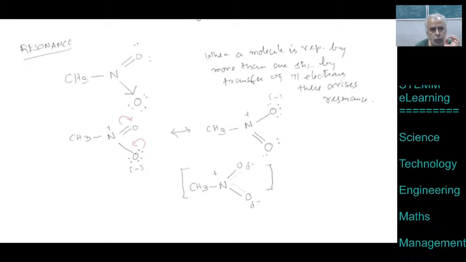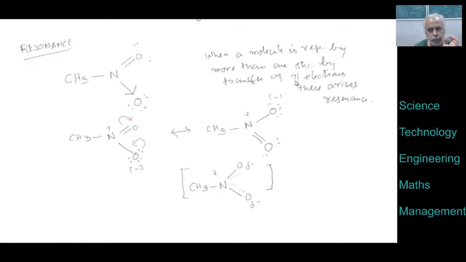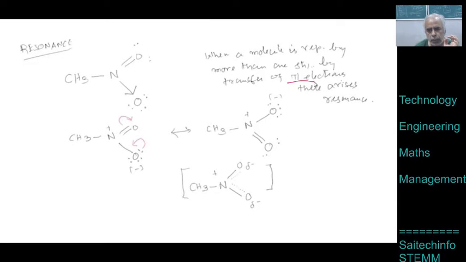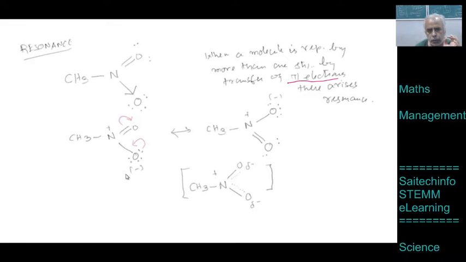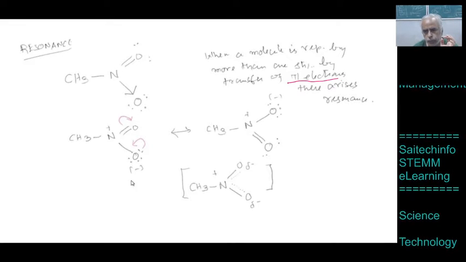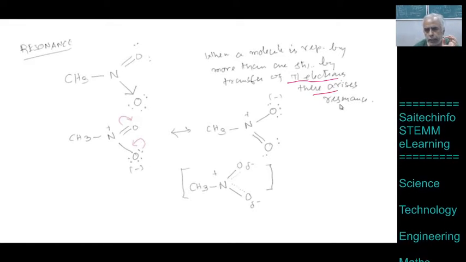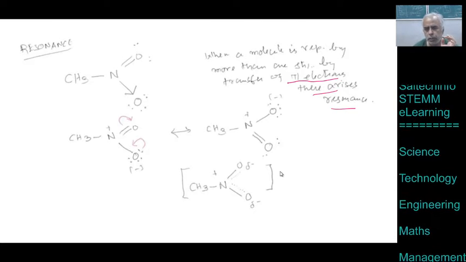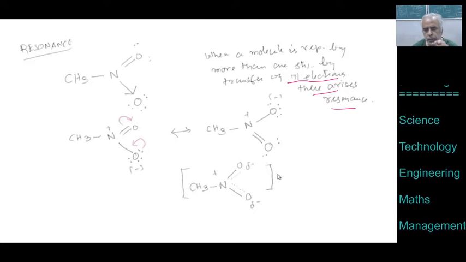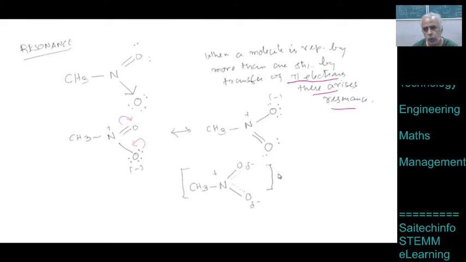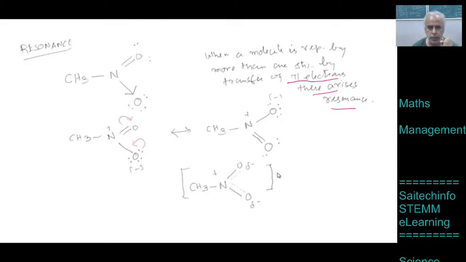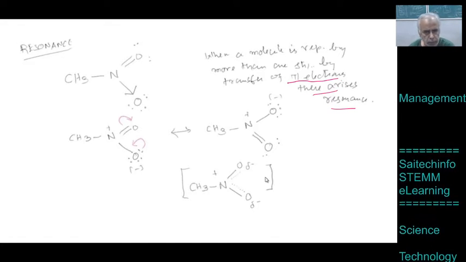I was talking about this pi electron transfer in benzene, is it not? So similarly, it can happen in other compounds like nitromethane also. So there arises a resonance. So what is resonance? When a molecule is represented by more than one structure by the transfer of pi electrons, there arises resonance. So you have to remember this point.